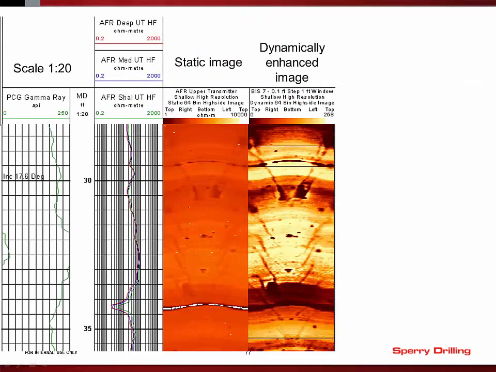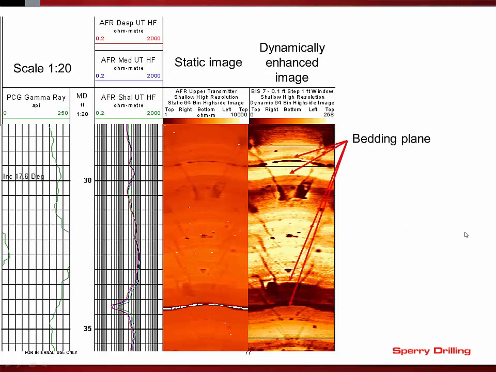This is another example showing you the sorts of detail that you can typically see in an AFR image. I should point out the depth scale here. This is a 5-foot depth interval. So we're looking at some very fine features in this image. On the left, we've got the static image, and on the right, the dynamically enhanced image. So this is the same data. This one has just been enhanced.